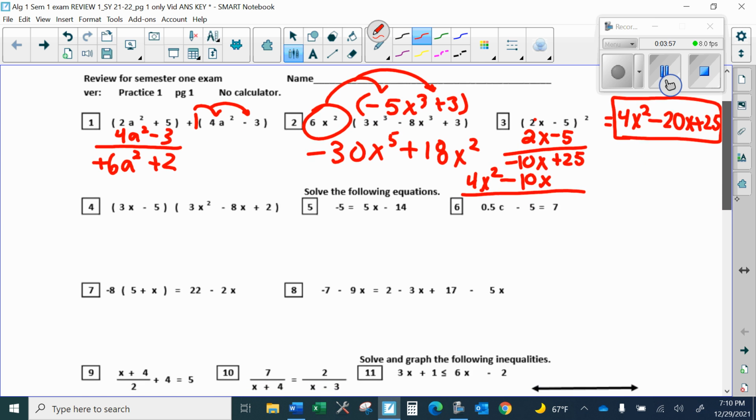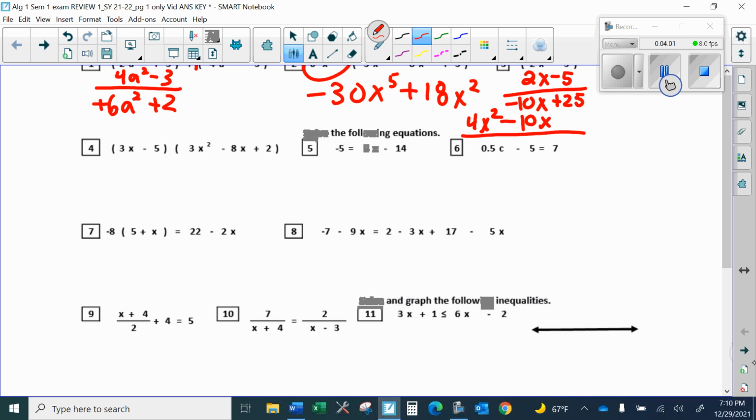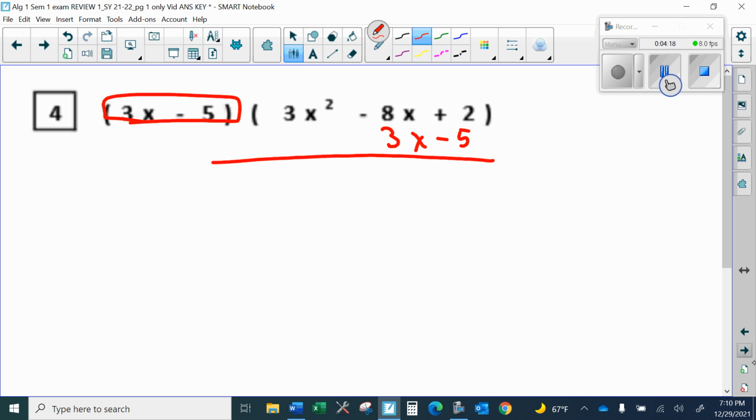Okay, now the rest of the problems, most of the rest of the problems, we're going to do on a separate page. So I think the first one is number 4. See right here, we have 3x minus 5, so a binomial, 2 terms, times a trinomial. So I'm going to take the smaller of the two, the binomial, and put it underneath here. So I only have to go through 2 rows and then add them together.